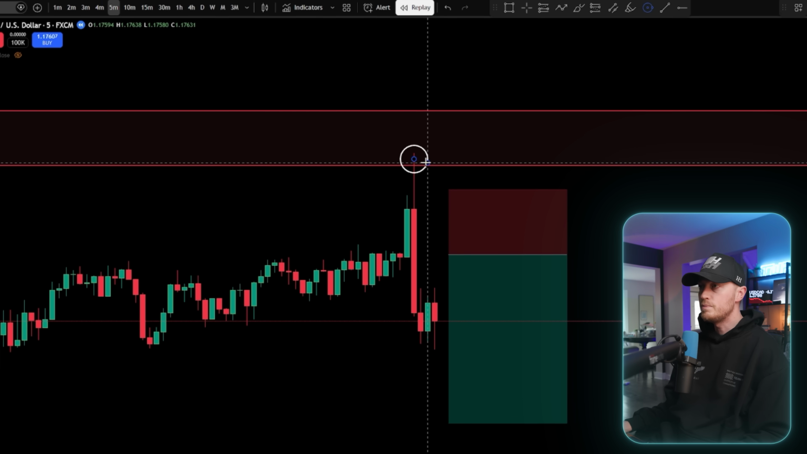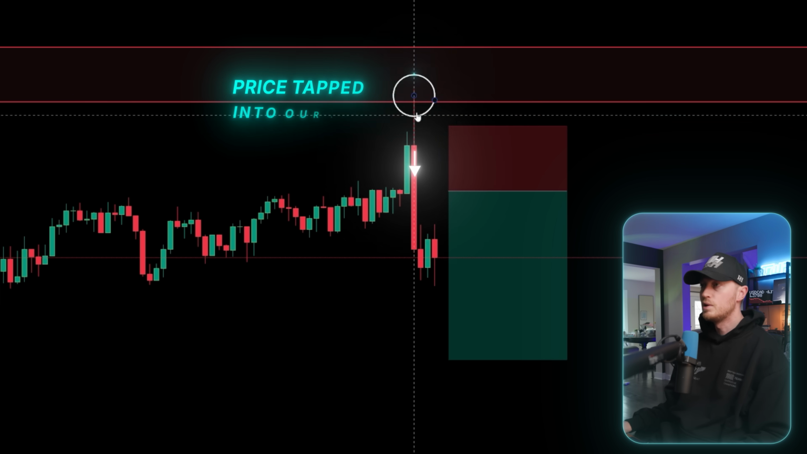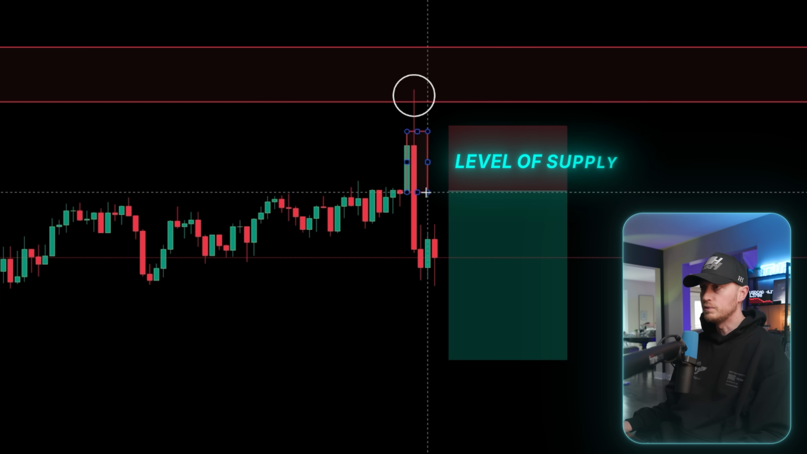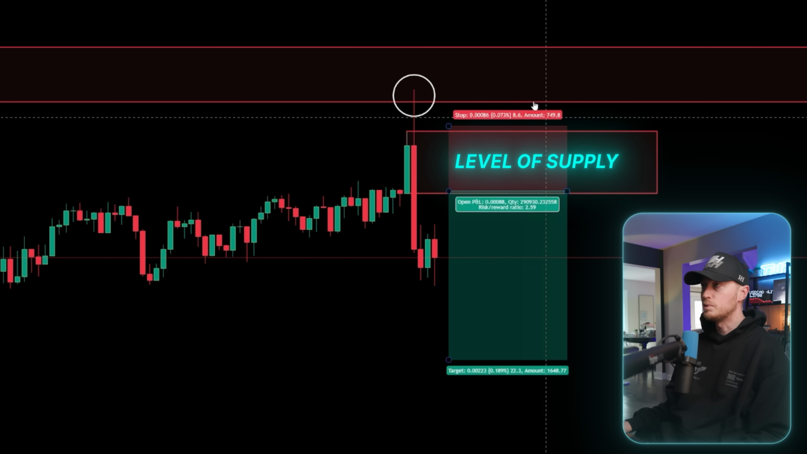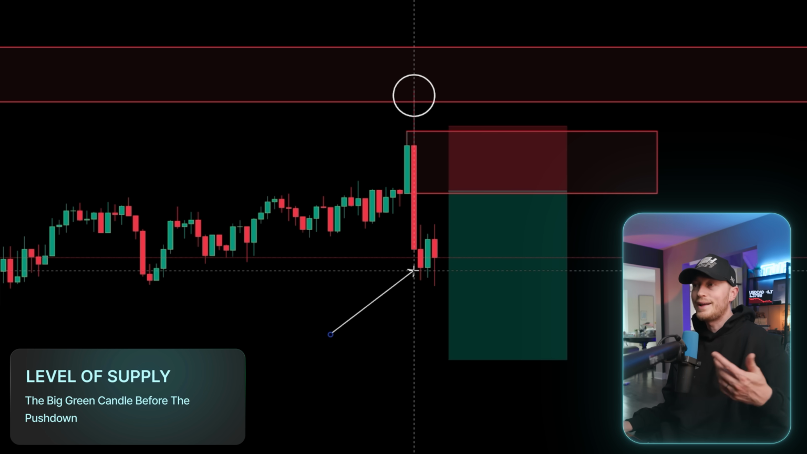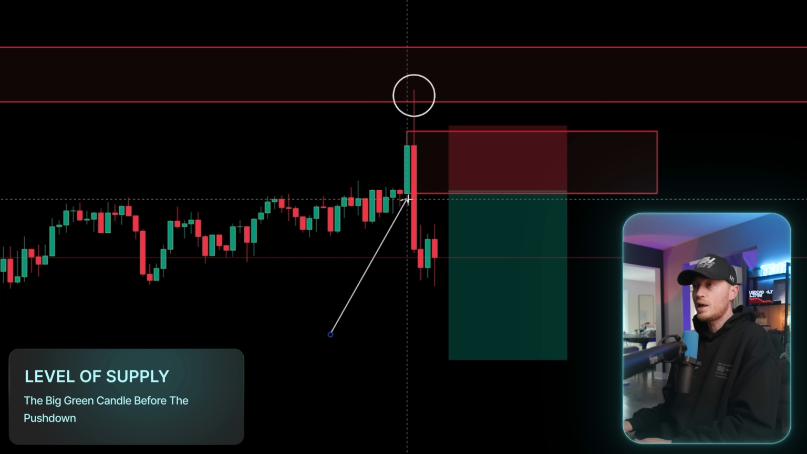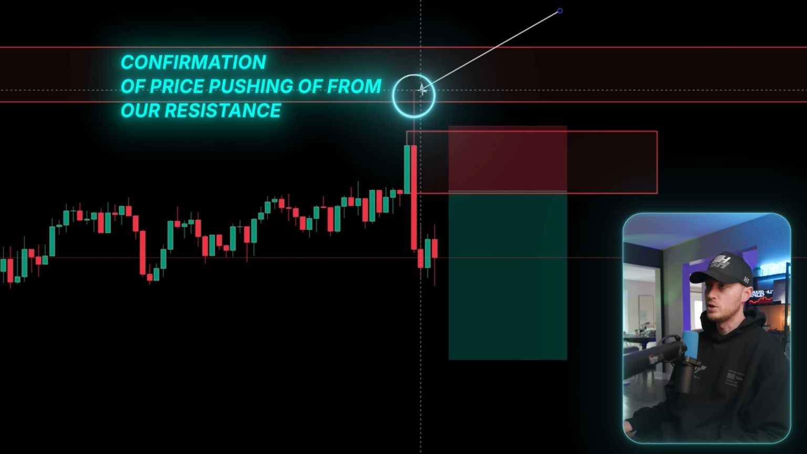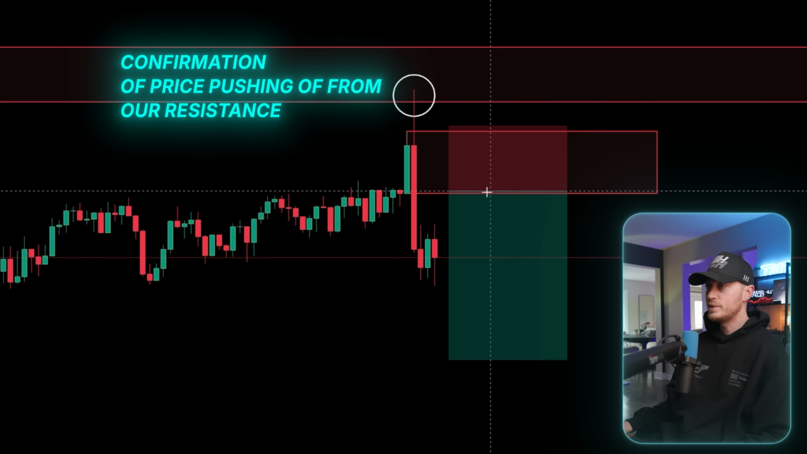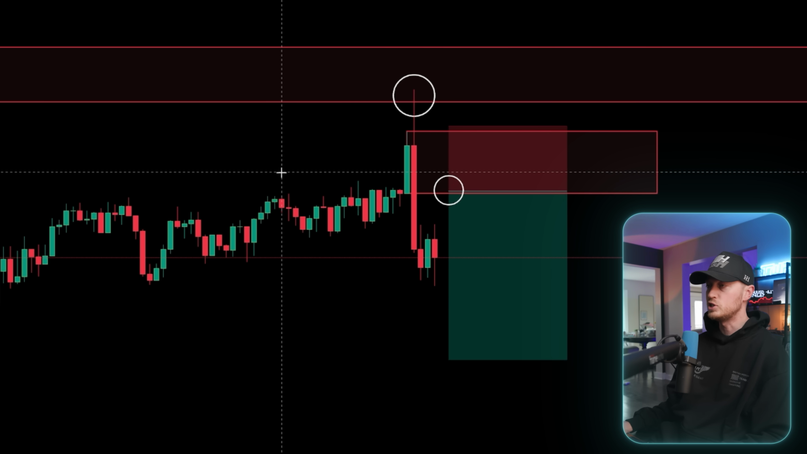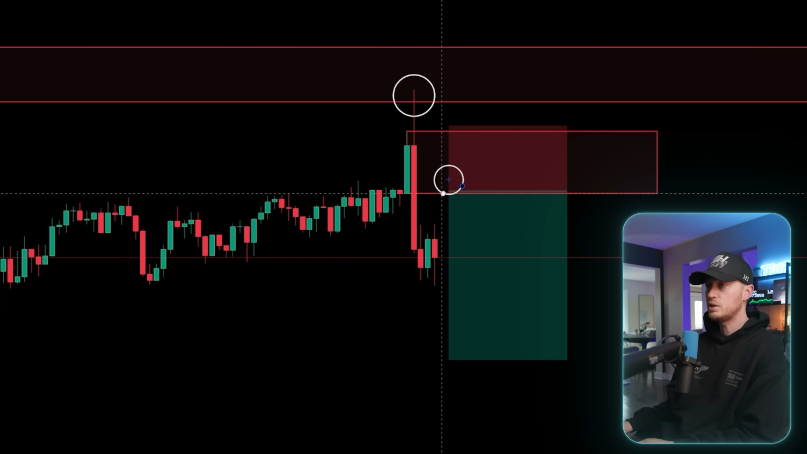On the 5-minute time frame, you can see price tapped into our level, pushed down aggressively, created a level of supply, the green candle before the big push down. Now this is only 2 red candles right there, so it's not the best level of supply, but they are pretty big candles. And we also had the confirmation of price pushing off of our resistance. So on this trade, my entry would be at this level right here, which would be about the start of that level of supply. This can be anywhere in the supply, wherever you feel most confident.